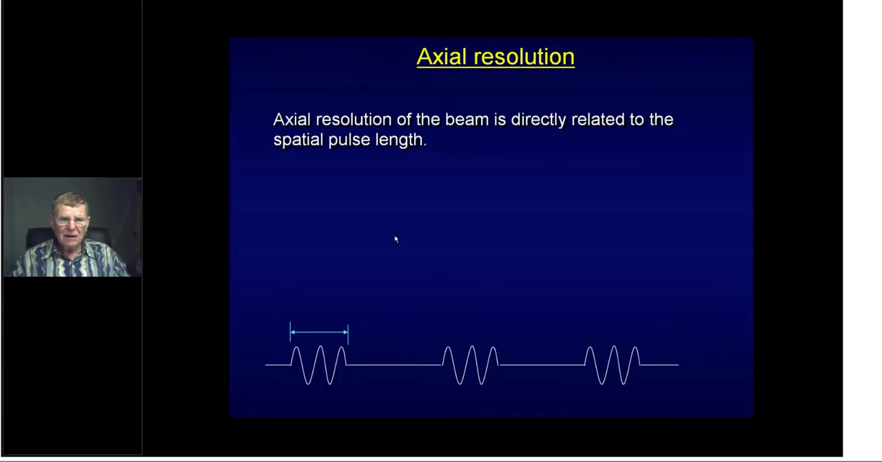In fact, it's equal or theoretically equal to 1/2 the spatial pulse length. So if you can work out the spatial pulse length divided by 2, you will have what the machine is theoretically capable of producing for you axially on the screen. Now, the spatial pulse length can be calculated. All we have to do is know how many cycles there are in it and the frequency of the transducer, from which you can calculate the wavelength. So the spatial pulse length is simply the number of cycles multiplied by the wavelength.